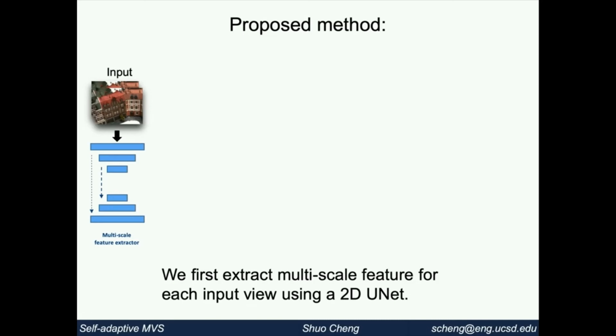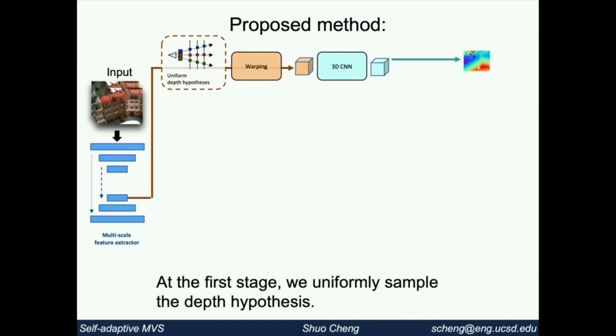So we first extract multi-scale features for each input view using a 2D U-Net. And at the first stage, we uniformly sample the depth hypotheses to build the cost volume, and then we apply a 3D convolution to regularize the cost volume and get the probability volume. With the probability volume, we can calculate the depth map by computing the expectation of the probability volume along the depth direction.